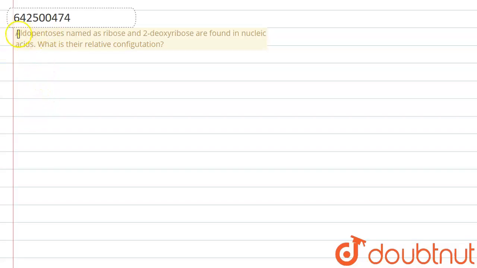Hello everyone, this is a question. Let me explain the question to you. Aldopentoses, named as ribose and 2-deoxyribose, are found in nucleic acid. What is their relative configuration? So we have to tell the relative configuration of the aldopentoses given to us. Clearly we have 5 carbon atoms present in the structure, and aldo is telling us that there is an aldehyde group also present.